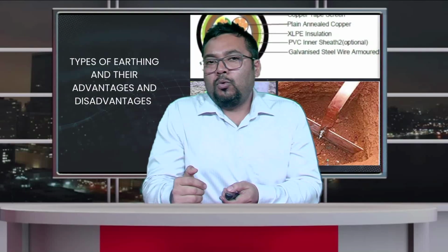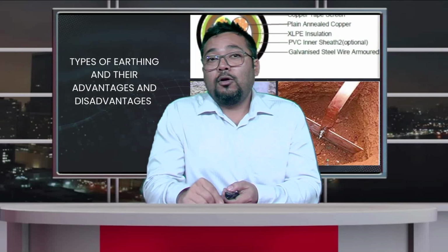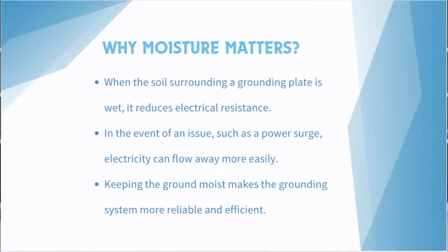Now you can ask me, why does moisture matter? Moisture is crucial for improving the performance of the electrical system. When the soil surrounding a grounding plate is wet, it reduces electrical resistance. As a result, in the event of an issue such as a power surge, electricity can flow away more easily. So keeping the ground moist makes the grounding system more reliable and efficient.